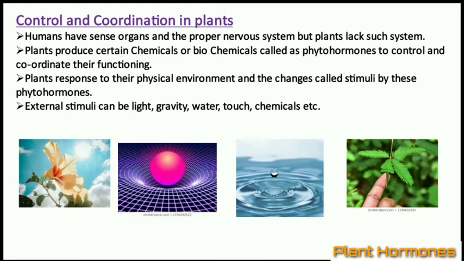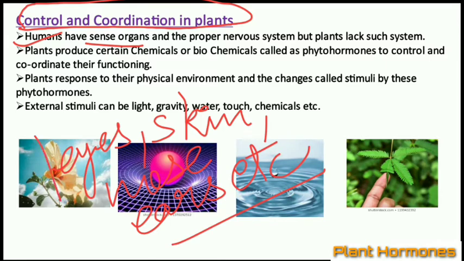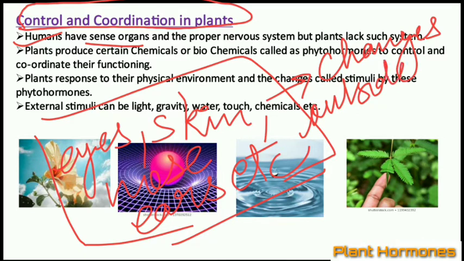You can see, children, whatever the control and coordination in plants is. See, humans have sense organs, like eyes, skin, nose, ears, etc. There are many sense organs, but most of these organs sense the changes in the outside environment of any animal. Whatever the outer changes are there, these changes are sensed by these sense organs.